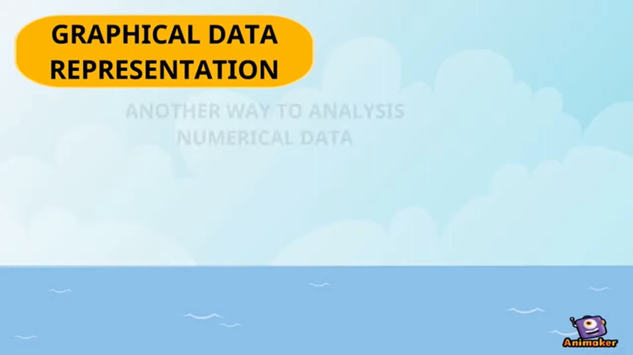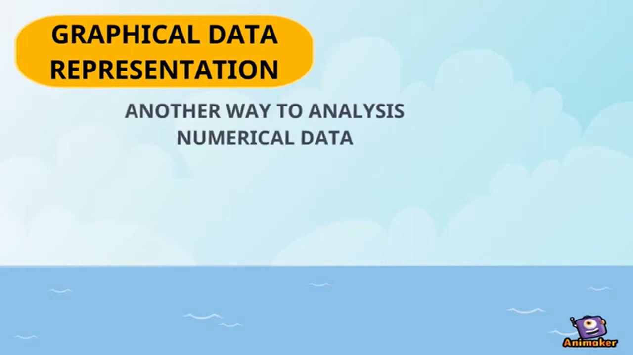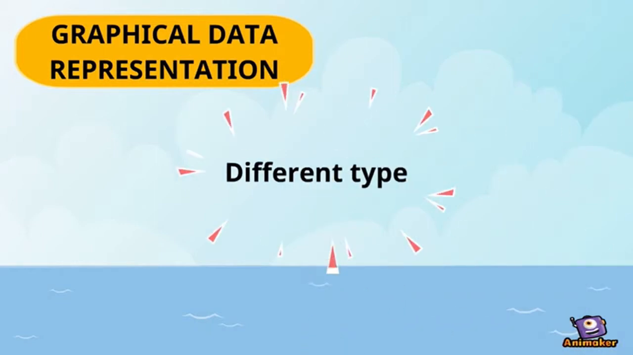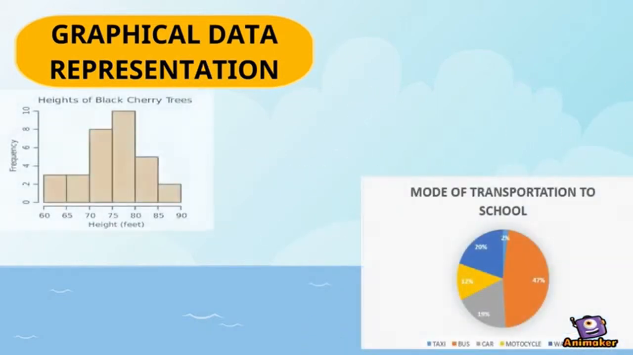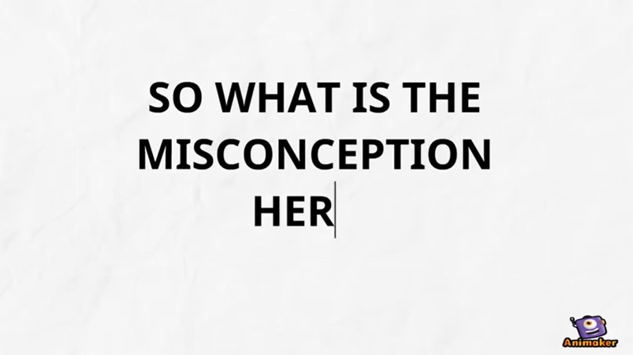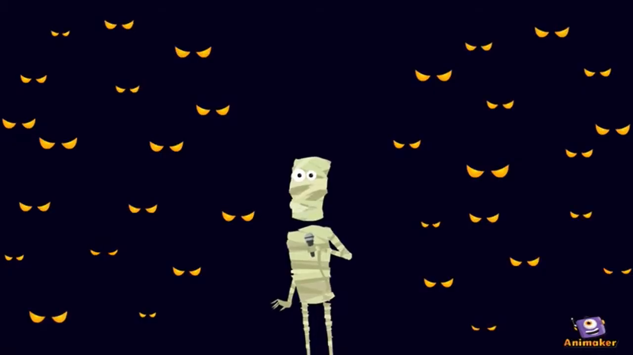Graphical data representation is another way to analyse numerical data in statistics. There are many different types of graphs that can be used to represent the data, including pie chart, histogram, line graph and bar graph. So, what is the misconception here? This video will highlight some of the misconceptions in statistical data representation.